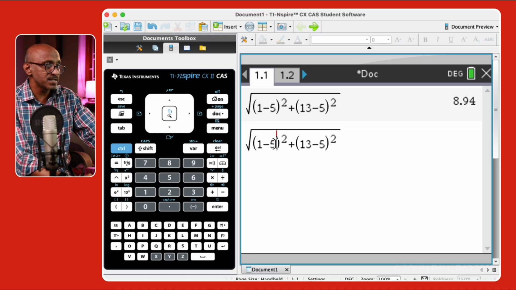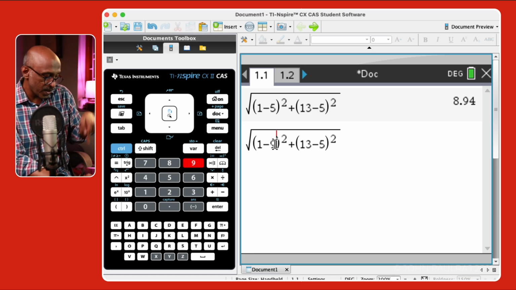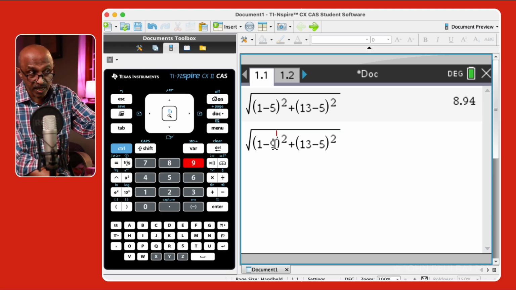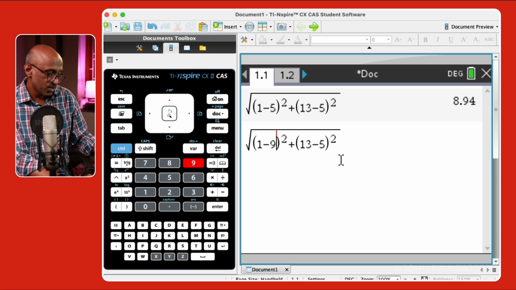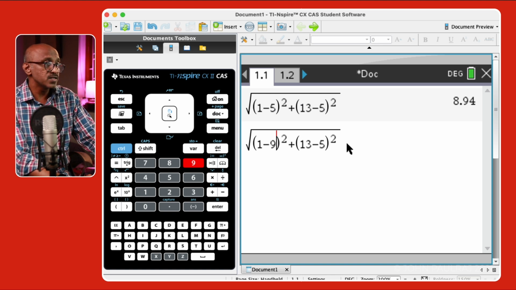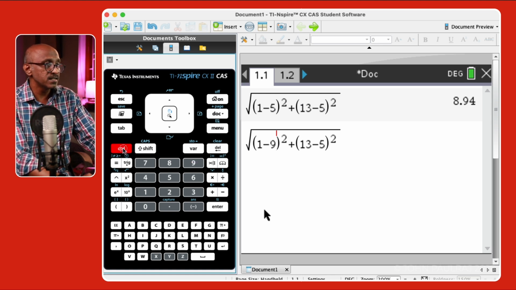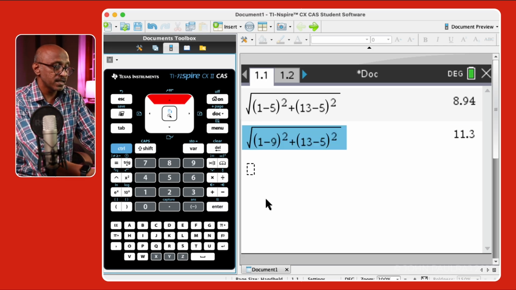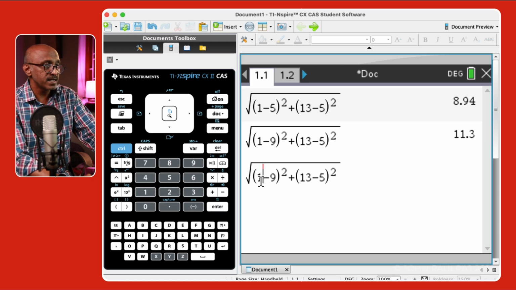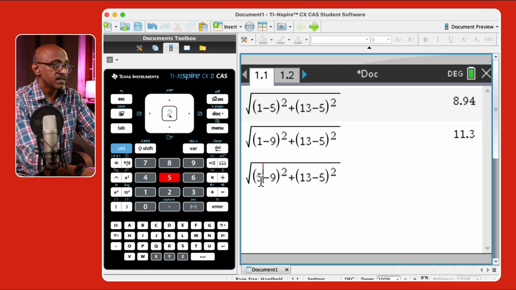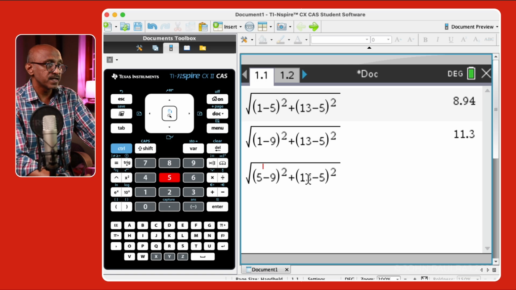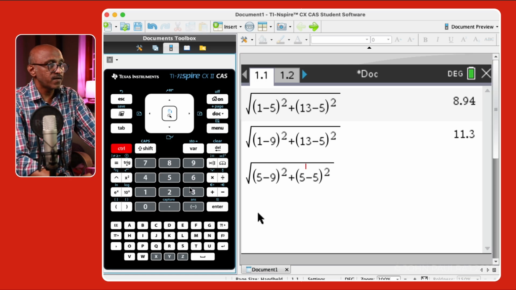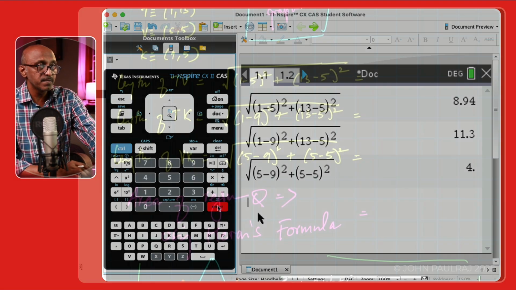So 1 minus 9, you can just make that edit, which is why it helps if you write it down. Then you can look at your written work and it'll help you enter things correctly, which is why I follow this pattern. So I want 13 minus 5, which is also 13 minus 5, obviously, and then control enter, and that'll give me the value 11.3 there. The same way I can bring back that entry, and this time it is 5 minus 9, 5 minus 9, and this is 5 minus 5. Again I hit control enter. I've got the lengths of all three sides.